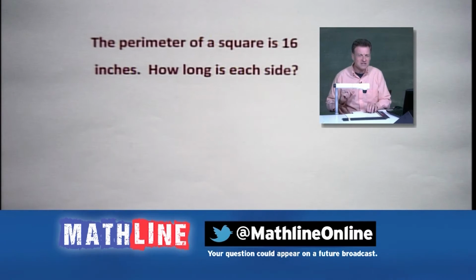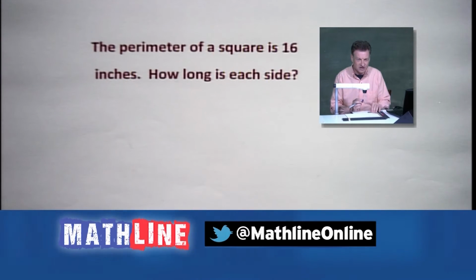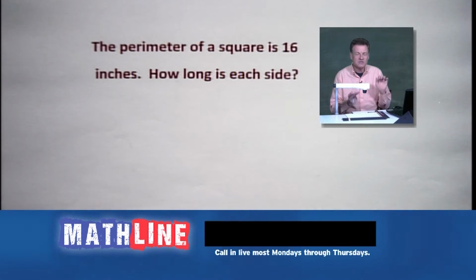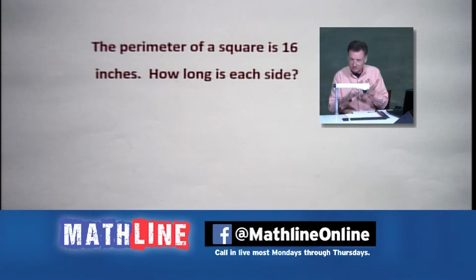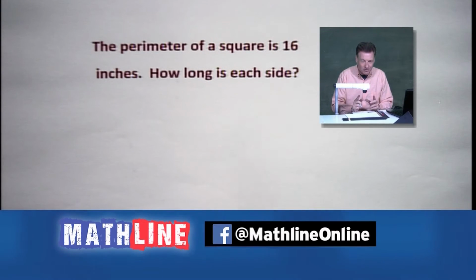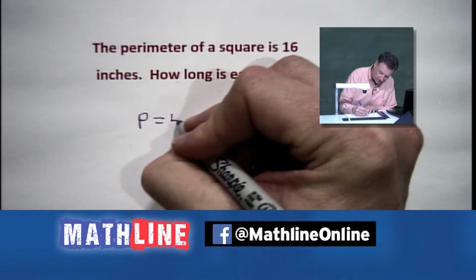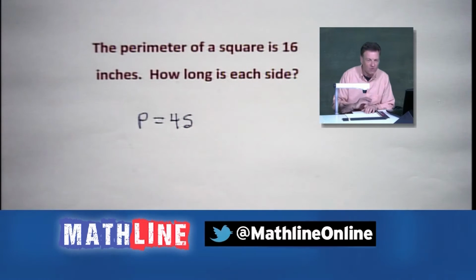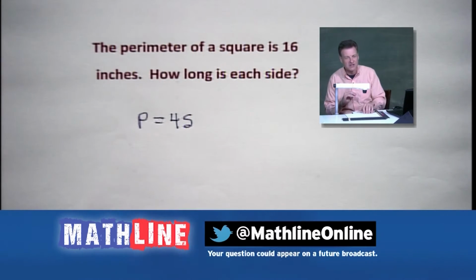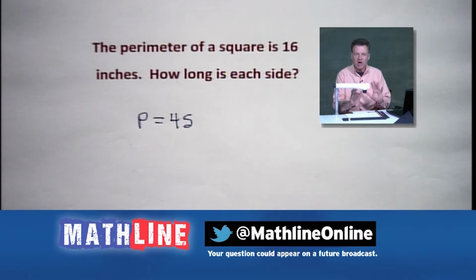First situation is about the square. It says the perimeter of a square, which is a four-sided figure, is 16 inches. Now, what's so cool about a square? We have right angles, and we also have all sides being the same. So if I know the perimeter, guess what? The perimeter is equal to 4 of the same side. So 4S. There's another 4 popping up for us. S will represent the length of a side. They're all the same.